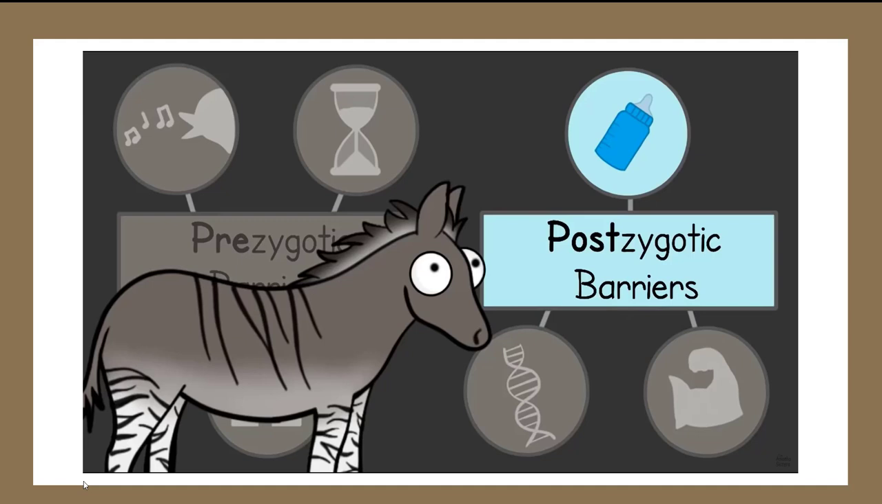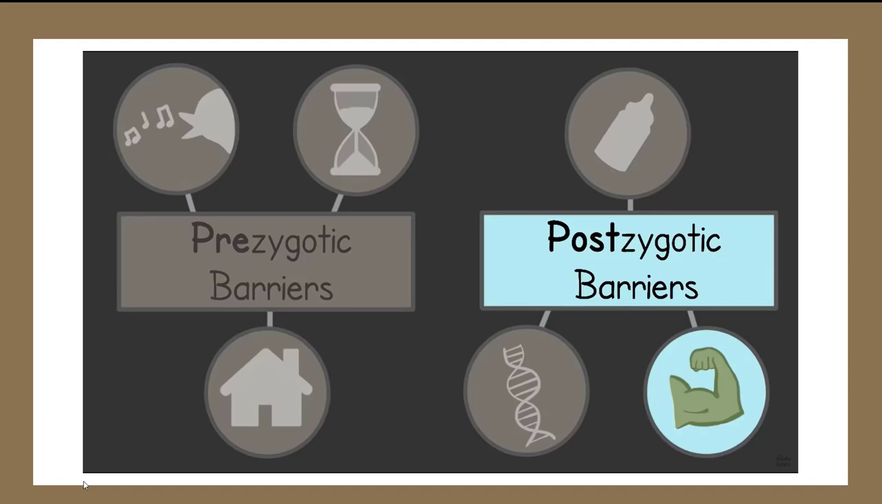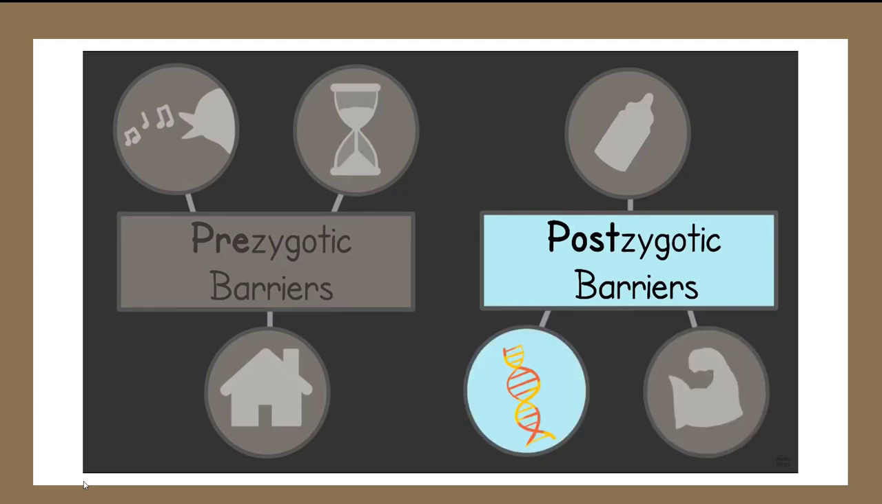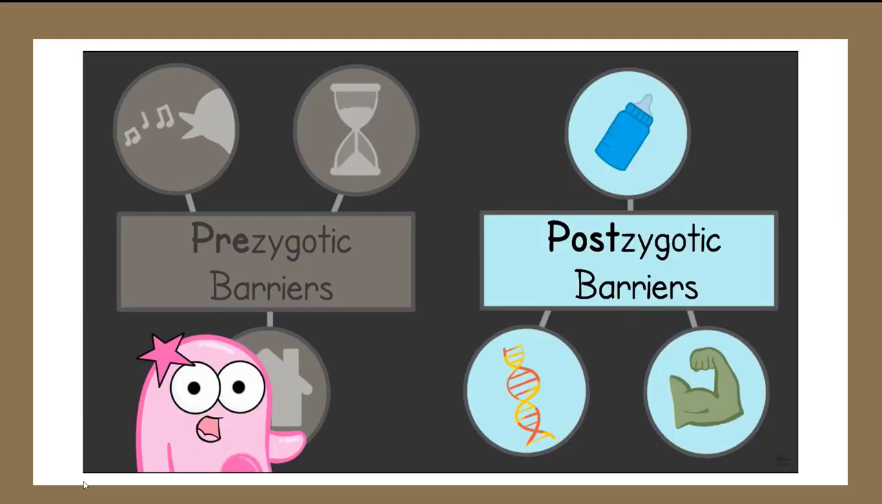Remember our zonkey example? Well, that's a perfect example because the offspring is not able to reproduce. That's one barrier that separates donkeys and zebras. Sometimes offspring that are produced between two different species are very weak and they do not survive long. And sometimes, if species interbreed, the offspring is not able to develop, even in very early embryonic stages, because there is a genetic incompatibility. All of these are post-zygotic barriers that can happen in the same environment.